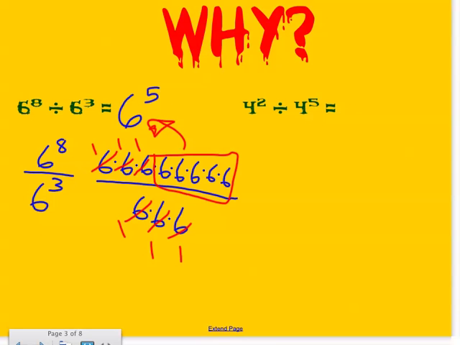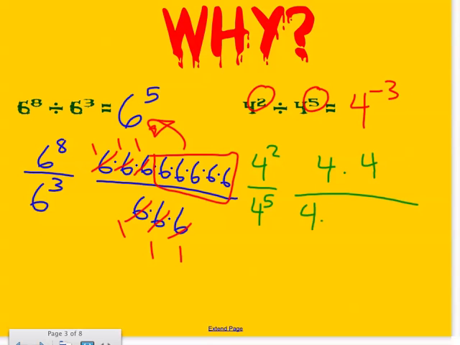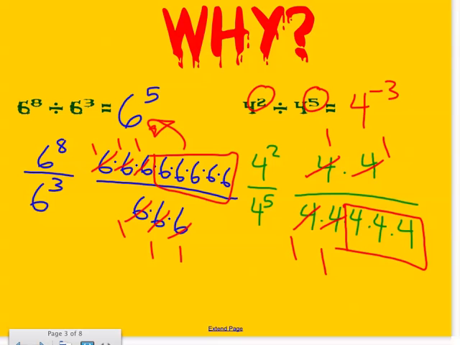Okay, same for this next example. We got 4 to the 2nd divided by 4 to the 5th, which is 4 to the negative 3rd. Well, again, let's see it done out the long way. So we have 4 to the 2nd over 4 to the 5th, which is just 4 times 4 over 4 times 4 times 4 times 4 times 4. So as we're canceling out, removing factors of 1, all we're left with is 3 fours in the denominator.